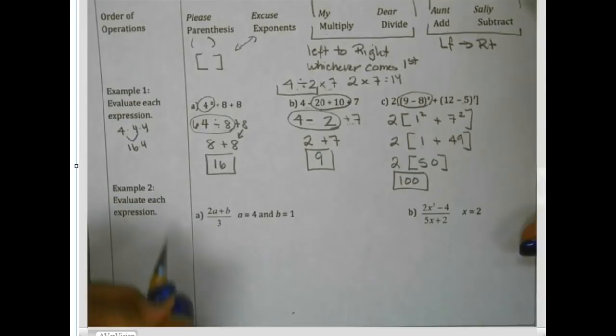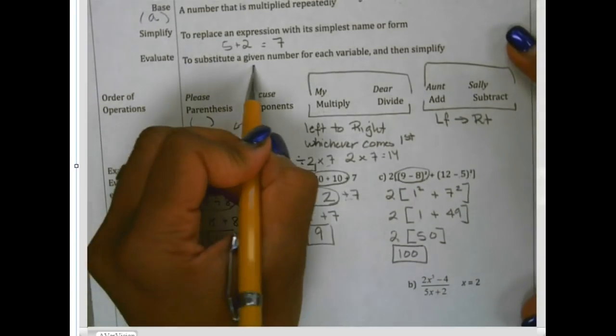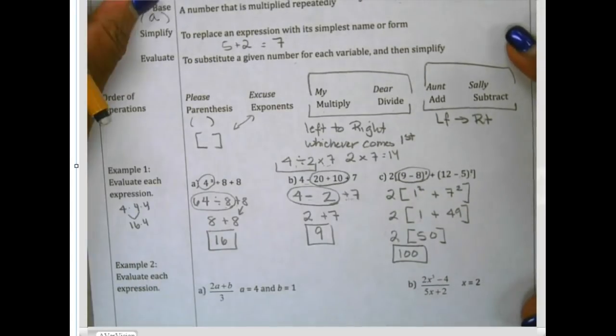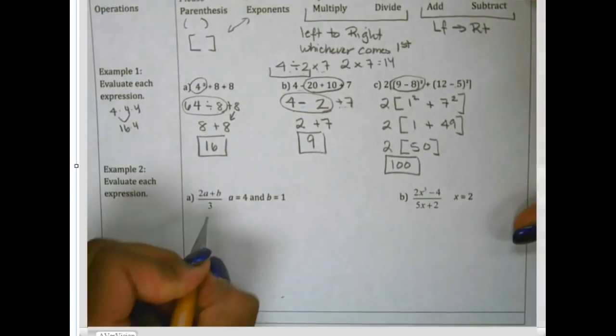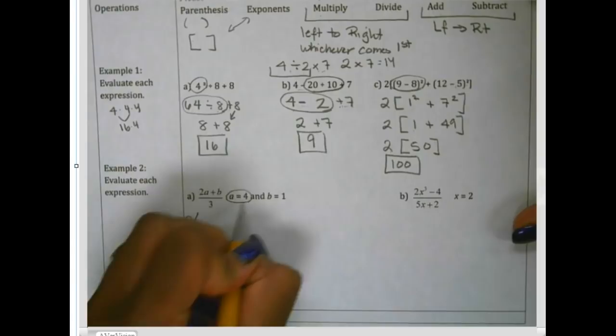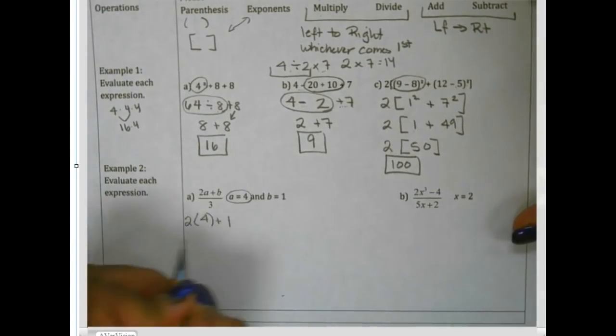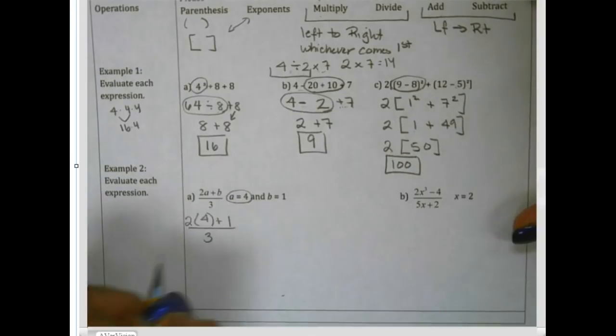Example 2. Evaluate each expression. So, going back to my directions, they told me to substitute the given number for each variable. Then simplify. So first thing I'm going to do is substitute. 2a. Well, they tell me that a is equal to 4. So 2 times 4 plus b, 1, divided by 3.